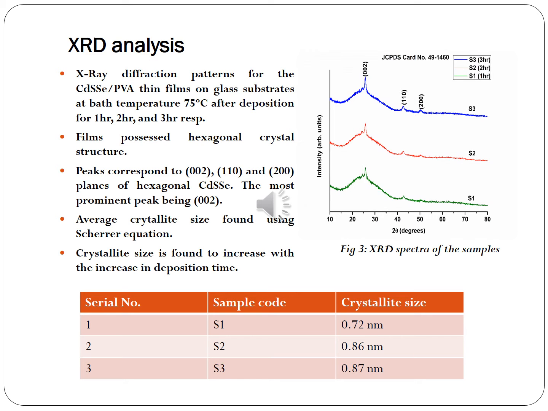Here in this table we have calculated the crystallite sizes of all the samples S1, S2 and S3. For S1 the crystallite size was 0.72 nanometer, for S2 it is 0.86 nanometer and for S3 it is 0.87 nanometer.